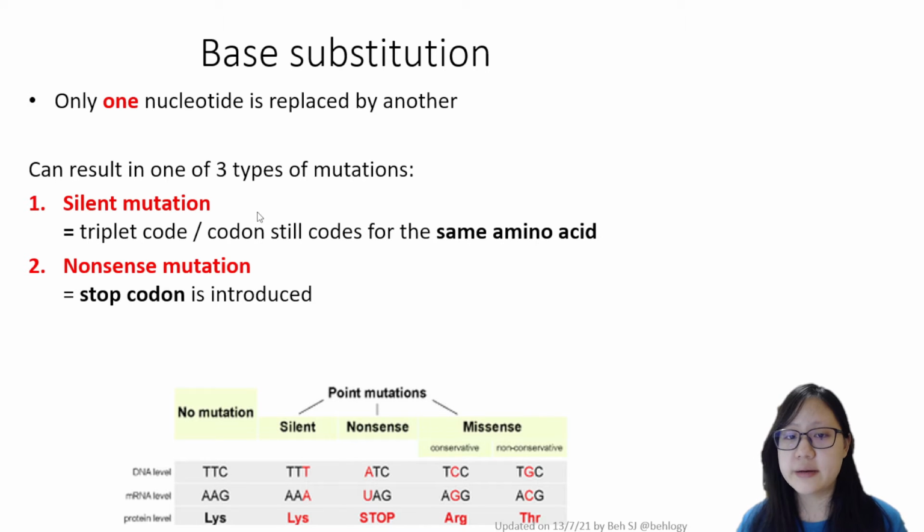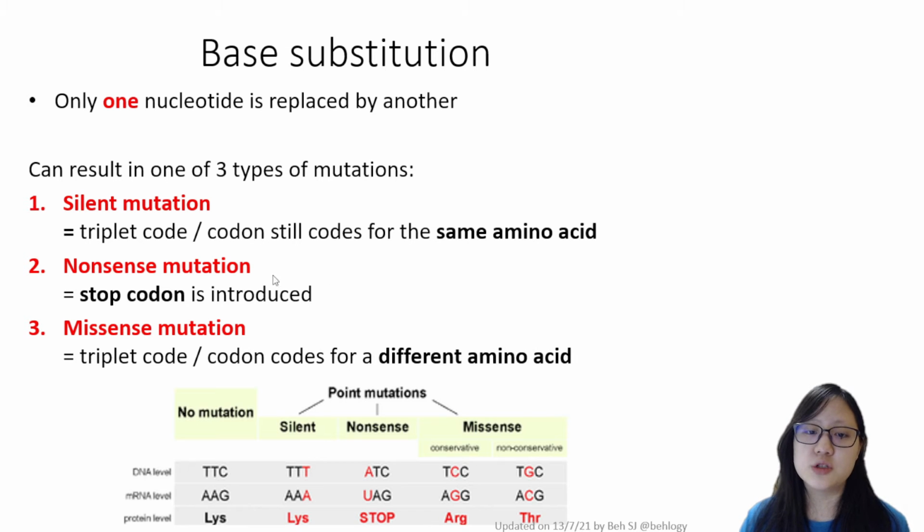However, sometimes, it just so happens that base substitution could potentially result in a nonsense mutation. And the nonsense mutation is basically when a stop codon is introduced. Now, the third consequence of base substitution could be, depending on the location, a missense mutation. And this really refers to the fact that the triplet code codes for a different amino acid.